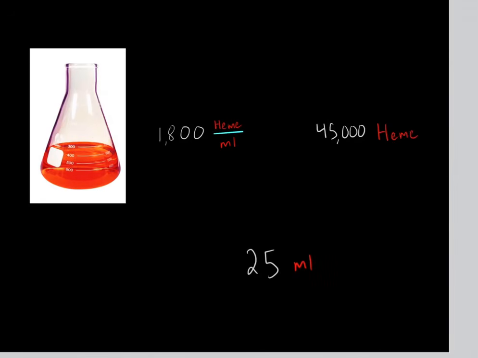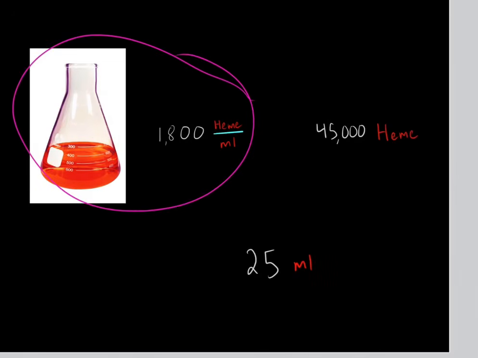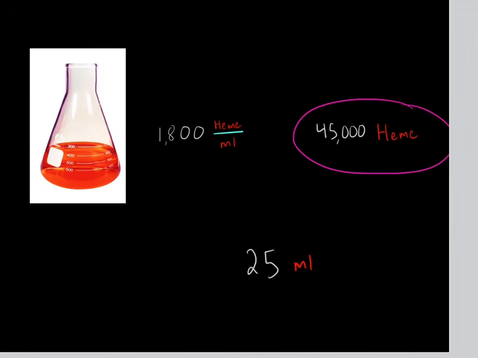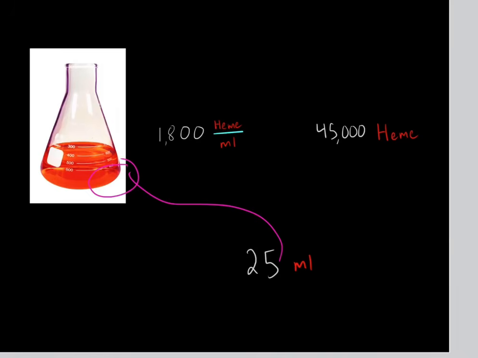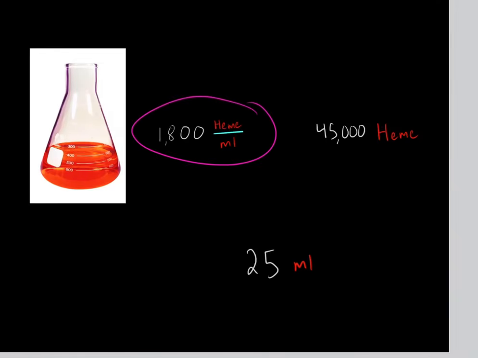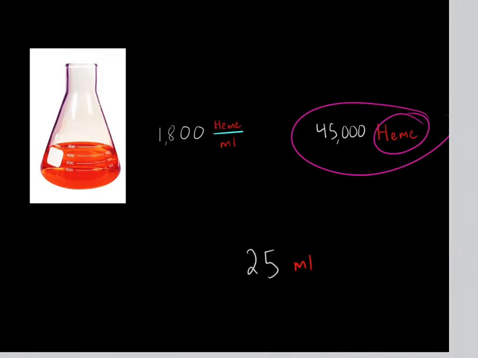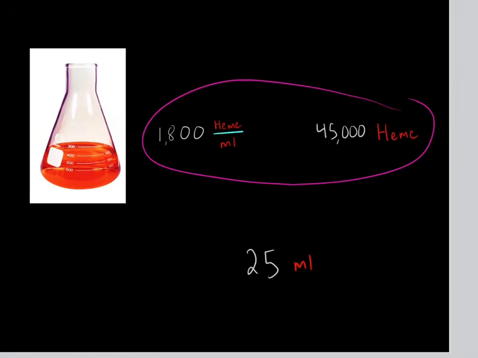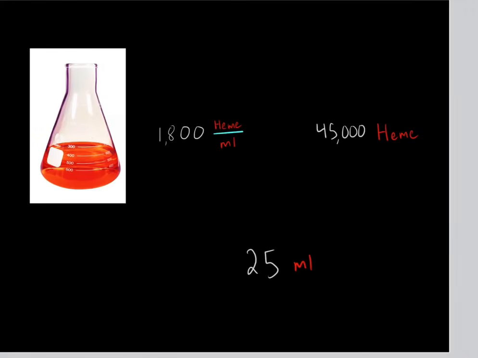So now we know if we have this concentration in this flask and we need 45,000 heme molecules, we know if we take 25 milliliters, so again, if we isolate 25 milliliters, in that 25 milliliters we would have 45,000 heme molecules. So it's really just that simple. So the point is, let the units guide you. We know the concentration and we know the amount we want. So with those two variables, how do we get volume?